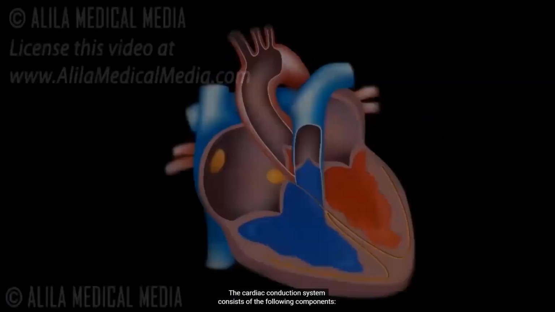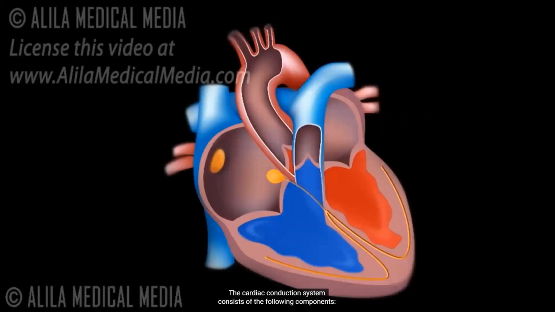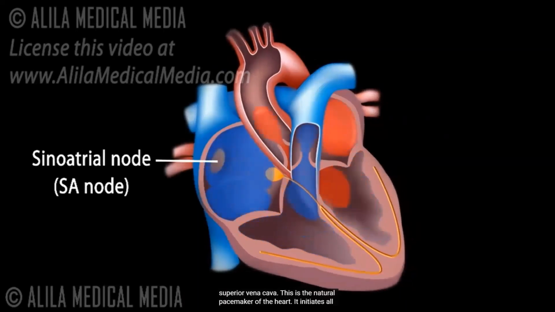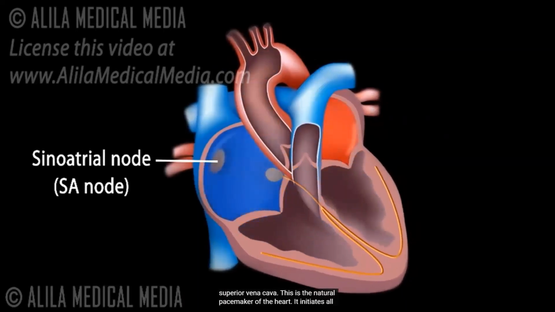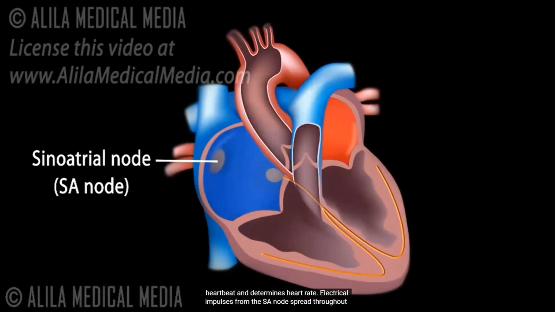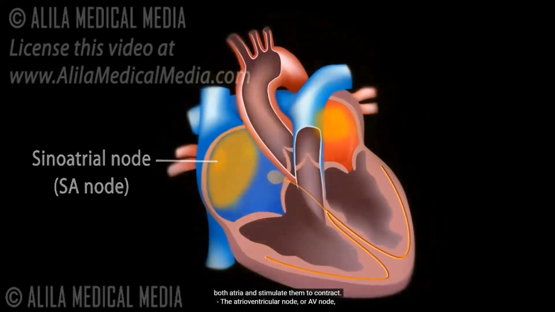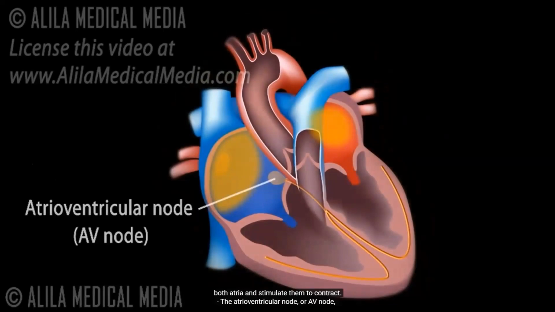The cardiac conduction system consists of the following components. The sinoatrial node, or SA node, located in the right atrium near the entrance of the superior vena cava. This is the natural pacemaker of the heart. It initiates all heartbeat and determines heart rate. Electrical impulses from the SA node spread throughout both atria and stimulate them to contract. The atrioventricular node, or AV node, located on the other side of the right atrium near the AV valve.